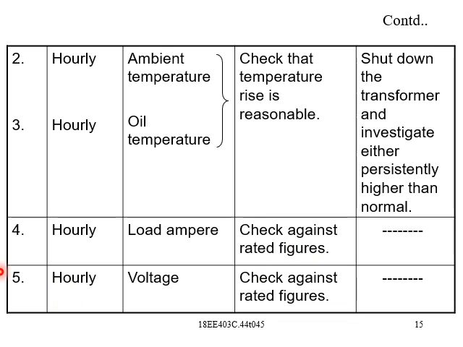And the fifth one, the inspection frequency is hourly. The item to be inspected is voltage. The same, check against rated figures. So for any transformer, generally we have rated current, rated power, rated voltage, and it is designed according to those values. There will be some plus or minus 5 to 10% of increase or decrease, but beyond that it cannot be permitted since it is designed for the rated values.